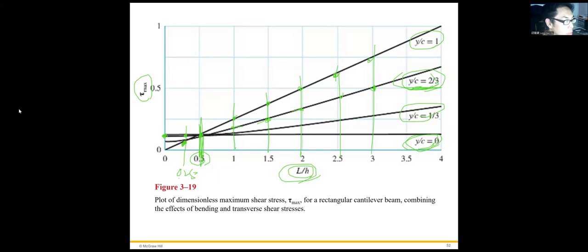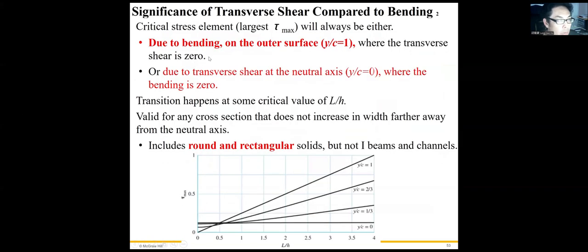So you guys must be clear on that. Due to bending at the outer surface, when y over c equals 1, the transverse shear is 0, and when y over c equals 0, the bending stress is 0. I already described this previously. This figure is used for round or rectangular solids, but not for I-beams or channels. It's only for solids.